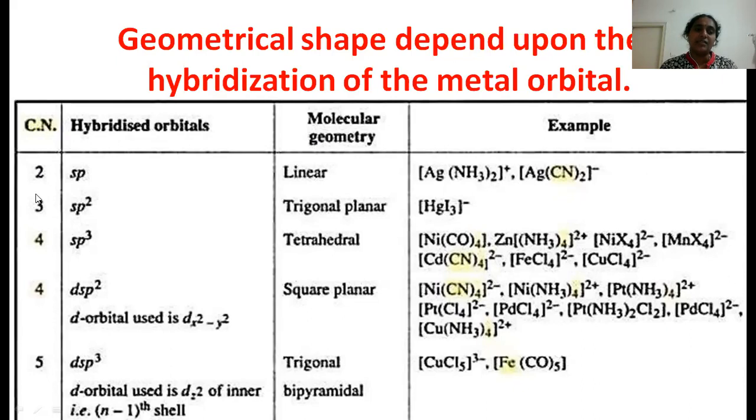Whereas if a complex has coordination number 3, then the hybridization is sp2. In sp2, one s orbital and two p orbitals, a total of 3 orbitals, are involved in the hybridization. Hence, according to valence bond theory, the number of hybrid orbitals equals the coordination number. So the geometry of this complex is trigonal planar. This is an example of such a complex.